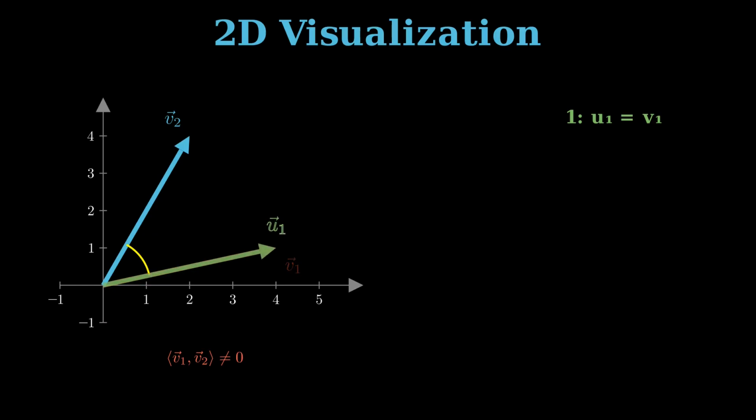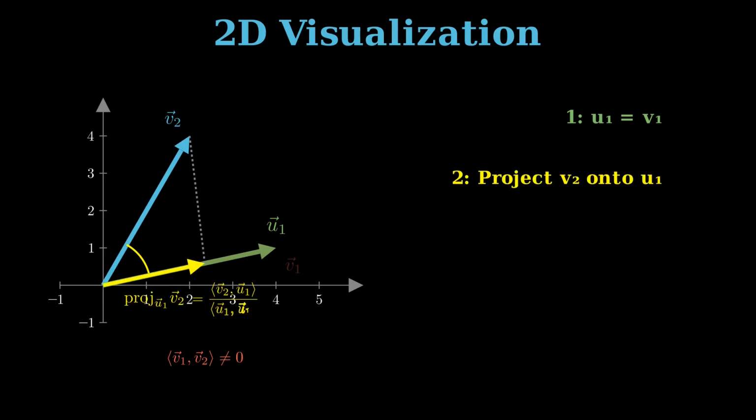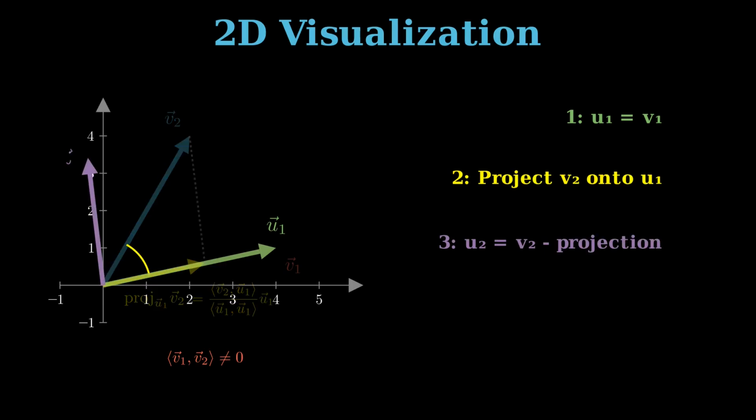Let us visualize Gram-Schmidt in 2D step by step. We start with two non-orthogonal vectors. Step 1. u1 equals v1. We keep the first vector unchanged. Step 2. Project v2 onto u1. This gives us the component of v2 that points in the direction of u1. Step 3. Subtract the projection from v2 to get u2. Now u2 is orthogonal to u1.